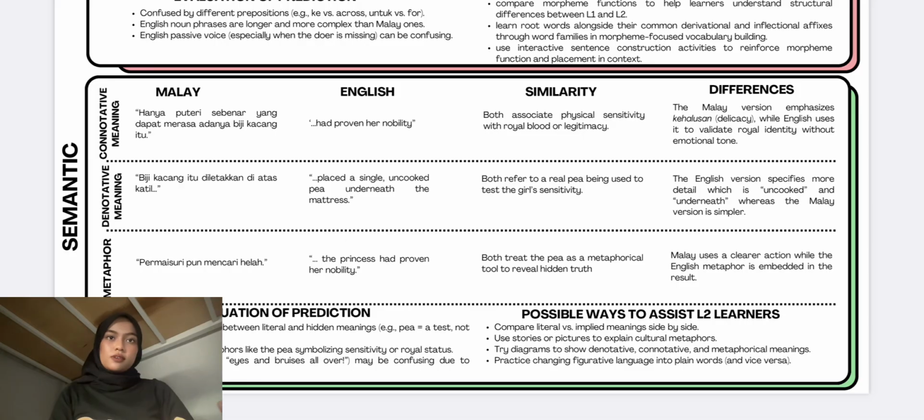This contrastive analysis of The Princess and the Pea highlights key syntactic differences and similarities between Malay and English, focusing on prepositions, word choice, and noun phrases. By understanding how each language structures meaning, educators can better support L2 learners through targeted strategies such as using parallel translations, breaking down complex phrases, and gradually introducing grammatical features like passive voice. These insights can enhance learners' comprehension and confidence in navigating both languages.